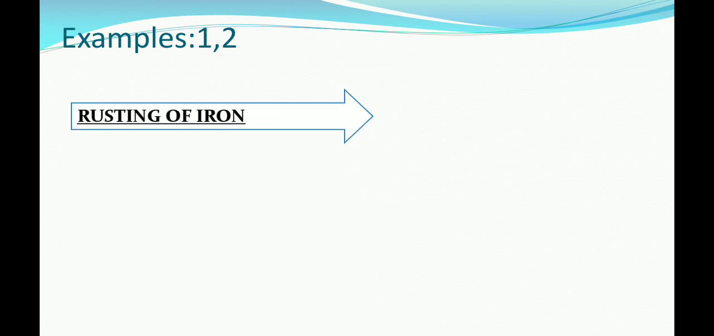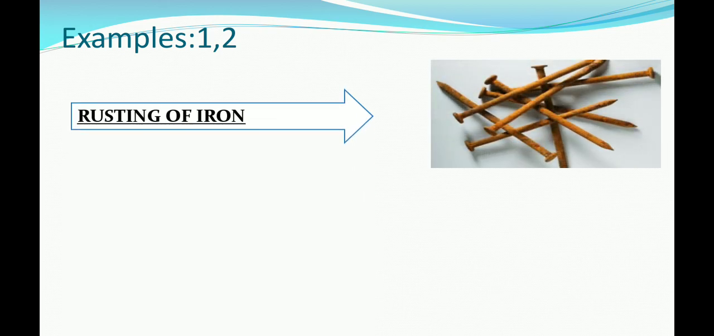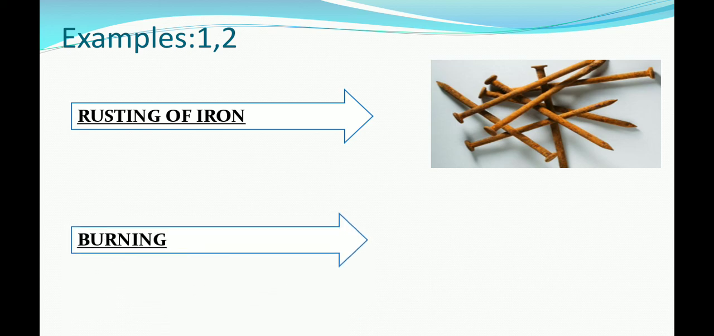For example, rusting of iron is a chemical change. Rust is a new substance. The change of color, brown color. So rusting of iron is a chemical change.